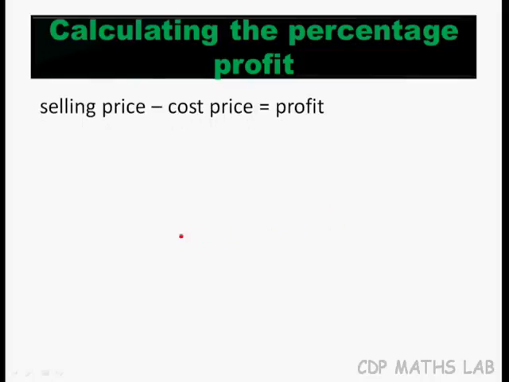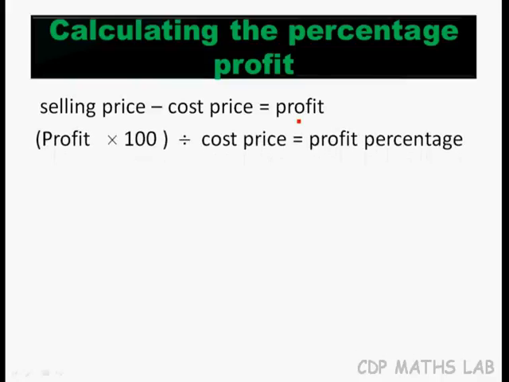Let's go. Selling price minus cost price is equal to what? Profit. You didn't know that? Now, profit times 100 divided by cost price will give you your profit percentage. I want you now to pause the video right here. Follow instruction, man. Pause the video. Make sure you do it. If you want to learn this thing, pause the video.